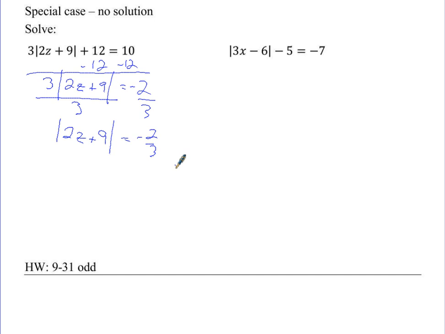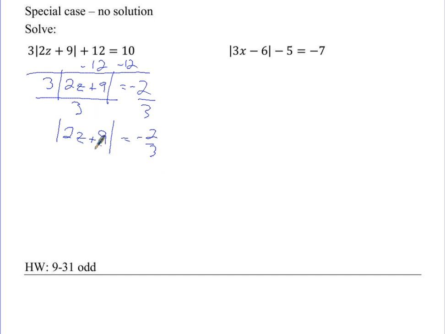How far away means distance, right? Your distance from 0. And can distance ever be negative? No. So I have the absolute value of some stuff. The absolute value of anything has to be positive. But I have right here that the absolute value of something is negative. Can that happen? No. That can't ever happen.